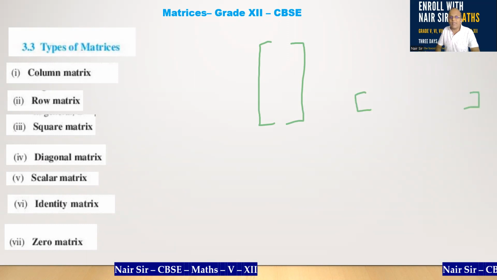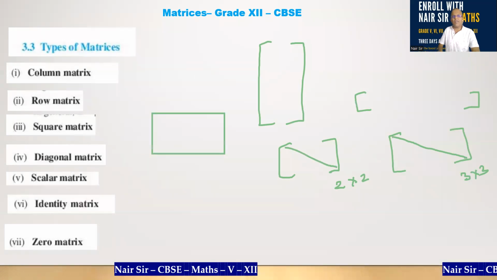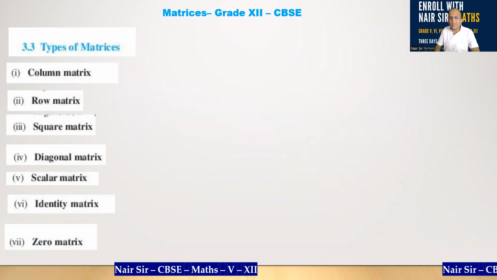A square matrix, we have already studied. If I have something called 2 by 2, 3 by 3, it is a square matrix. Diagonal. When is the diagonal going to come? This is the diagonal of a square. Or if I'm drawing a rectangle, what is the diagonal? This is the diagonal. It's an English word. Scalar matrix, multiplying. Identity matrix, identity 1. Zero matrix. The value is 0. Let's quickly go through it.